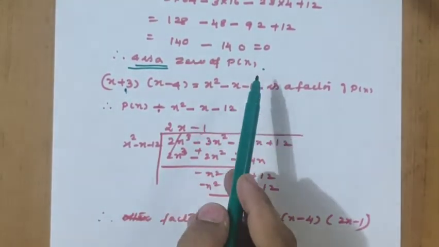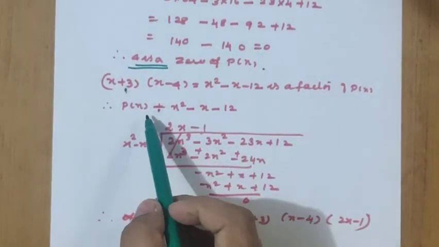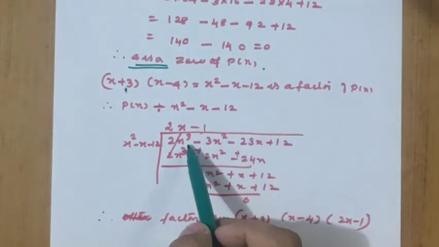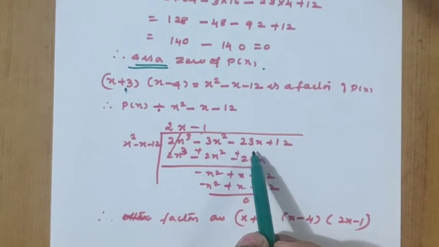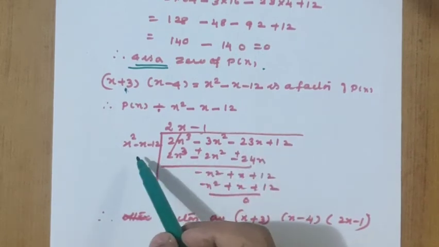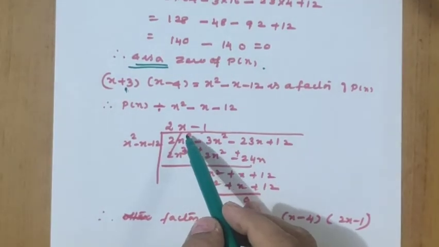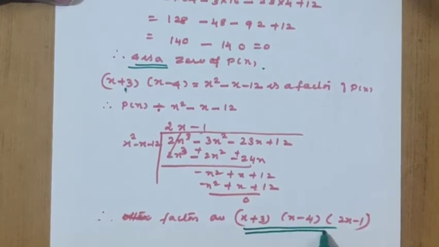If these are the zeros, we should find the factor of the polynomial. So P of x is to be divided by x square minus x minus 12. So normal division method. So 2x cube minus 3x square minus 23x plus 12 divided by x square minus x minus 12. If you do this, you will get the quotient as 2x minus 1 and the remainder as 0. So the factors are x plus 3, x minus 4 and 2x minus 1.